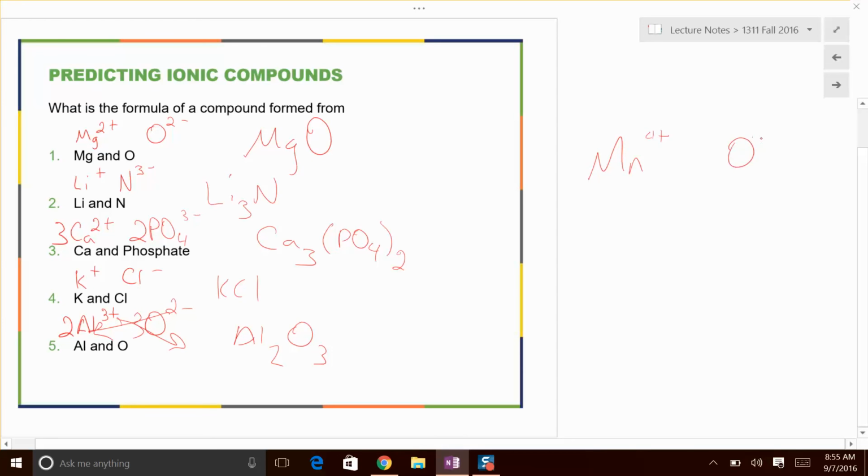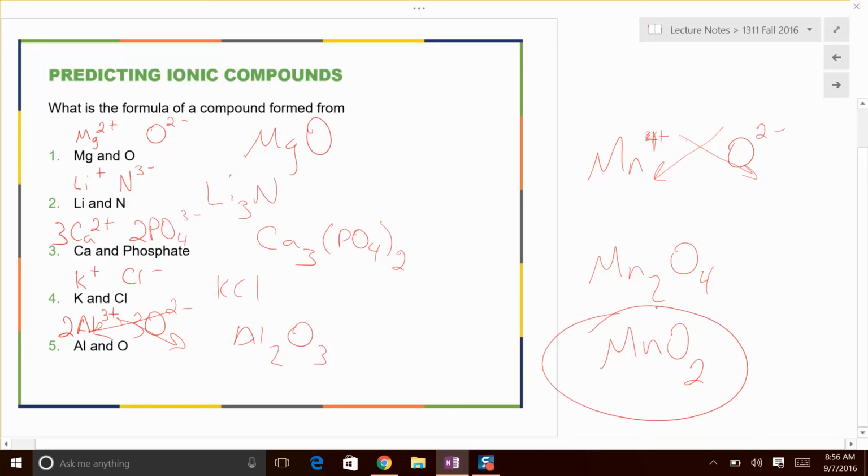What's the combination here? That's a 4, by the way. 4 plus. Is that manganese? It's manganese. This is not the final answer, though. Because what can I do to that formula? I can reduce it. This is my answer.